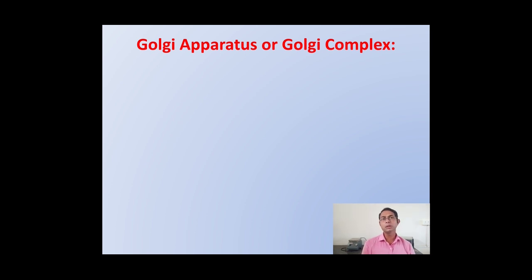Now moving to the next organelle, that is Golgi apparatus or Golgi complex. As we know that cell is having different organelles, and this one, Golgi apparatus, is the most important organelle which is present in the cell.